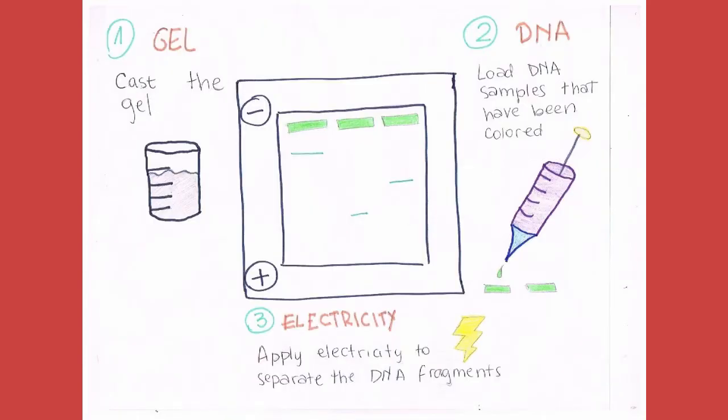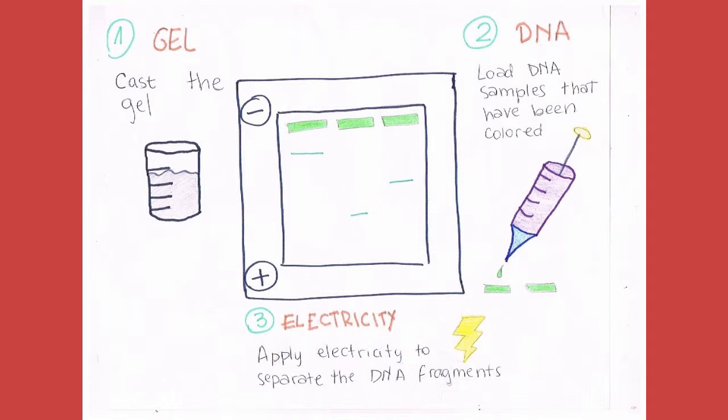Electrophoresis. Electrophoresis is the process to separate DNA fragments with different lengths. We use an electric field because the DNA has a negative charge and moves towards a positive pole. The first step is to make the gel of seaweed algae powder, which is called agarose.